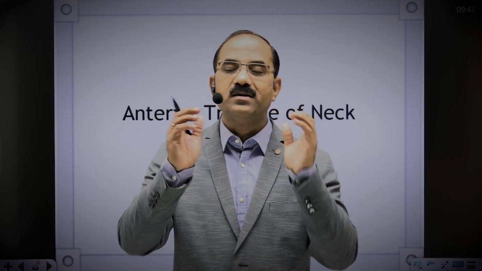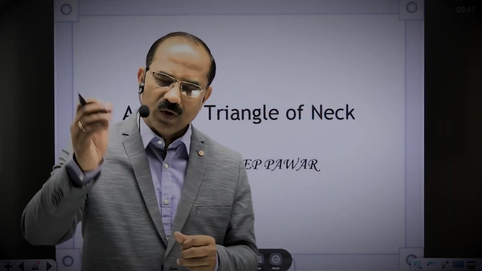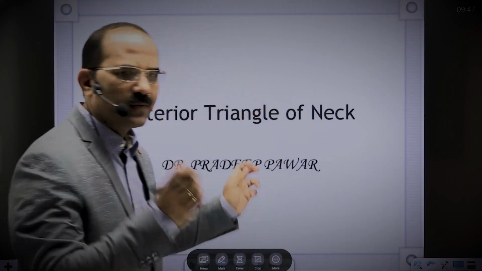So hello students, and let us now study the anterior triangle of the neck. Now that we have studied the posterior triangle, we have seen the various triangles. Let us now understand the anterior triangle. In the anterior triangle, let us study the muscular triangle. I'm sure you are clear about the posterior triangle, the contents, the floor, the boundaries of posterior triangle. So students, let us start with the anterior triangle.